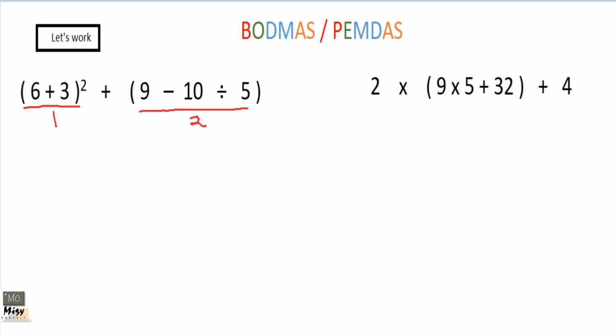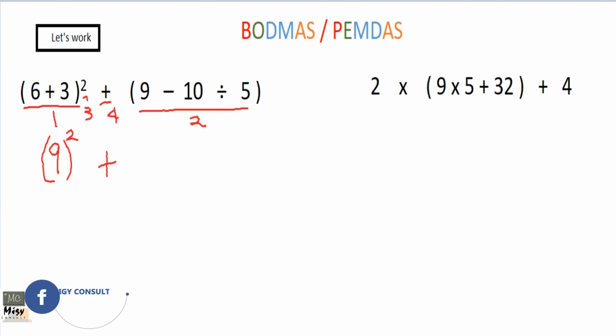Then the exponent is the third thing, and the fourth thing is addition. So you do it step by step. In the first bracket, you should have 6 + 3, which you make 9. Then you deal with the square, the exponent.